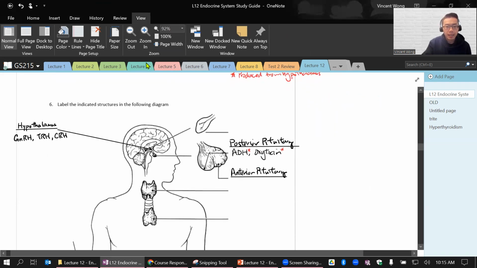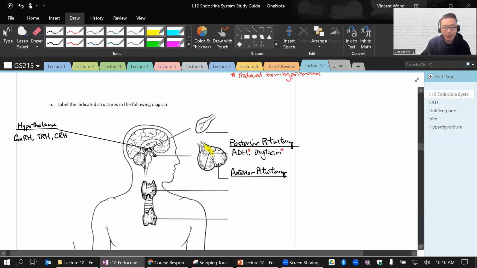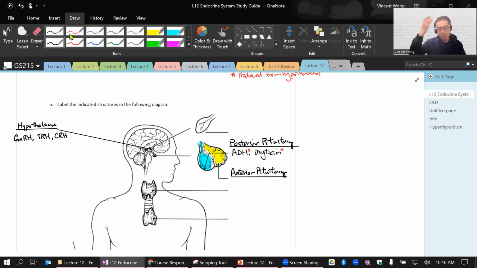I guess there's not much point coloring it, but what the heck, let's do it. That's the anterior pituitary, that's the posterior pituitary. What about the anterior pituitary gland? How many hormones come out from the anterior pituitary? You count your tropic hormones, 1, 2, 3, 4, and then you have the non-tropic, 2 of them, so a total of 6.